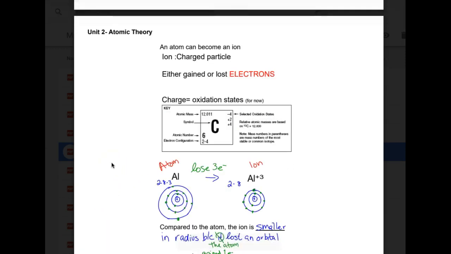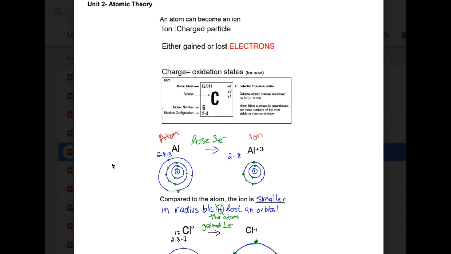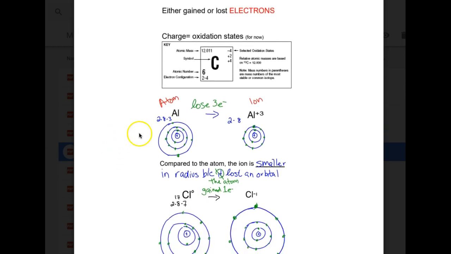Atoms can become ions by either losing electrons or gaining electrons. So this is what we did the last day of the unit. And just a reminder that when an atom loses electrons, it becomes a positive ion, and its radius becomes smaller.